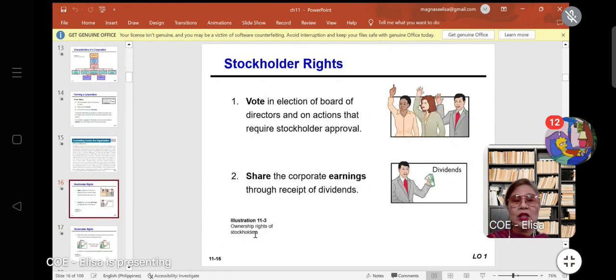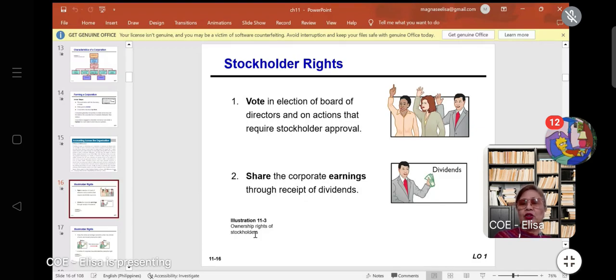Okay, so stockholders' rights. These are the stockholders' rights. Vote in election of the board of directors. One share of stock is one vote. Then share in the corporate earnings through the receipt of dividends.